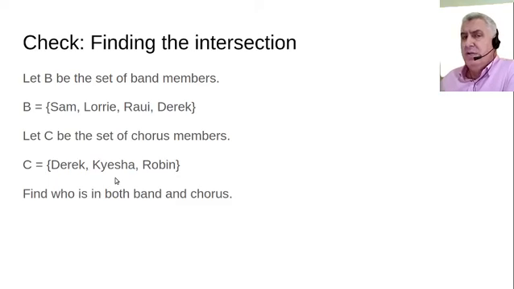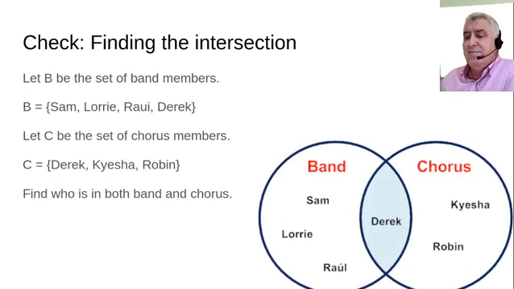What kind of Venn diagram would you draw? Does it look something like this? Okay, so go ahead and tell me what the intersection of B and C is. And this one counts.